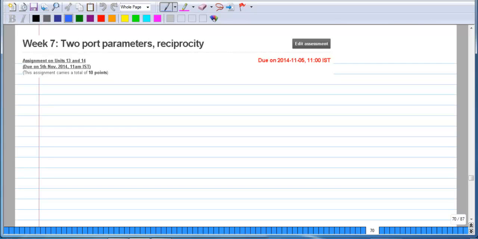Now we'll discuss solutions to the assignment for week 7 on two-port parameters and reciprocity.